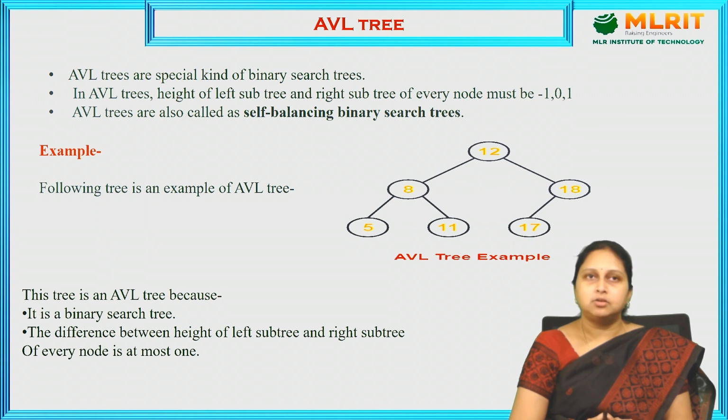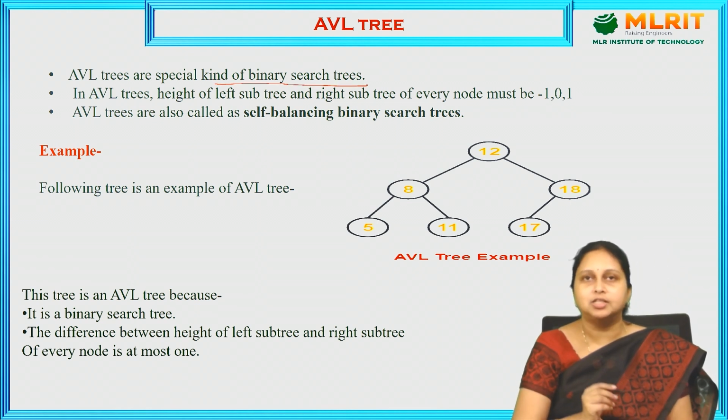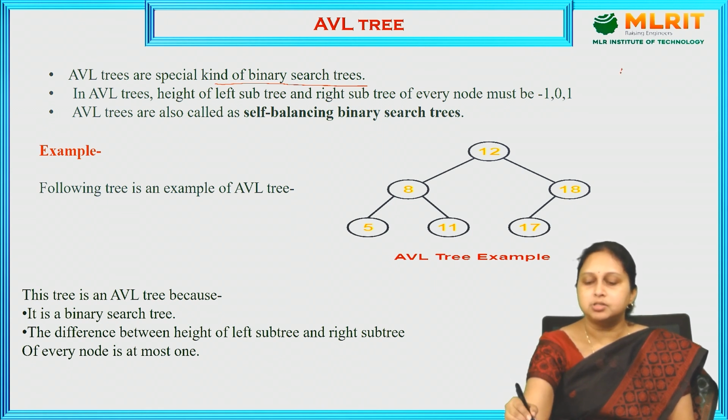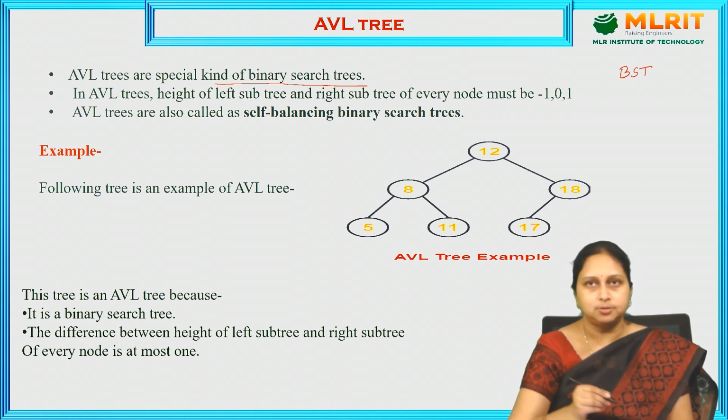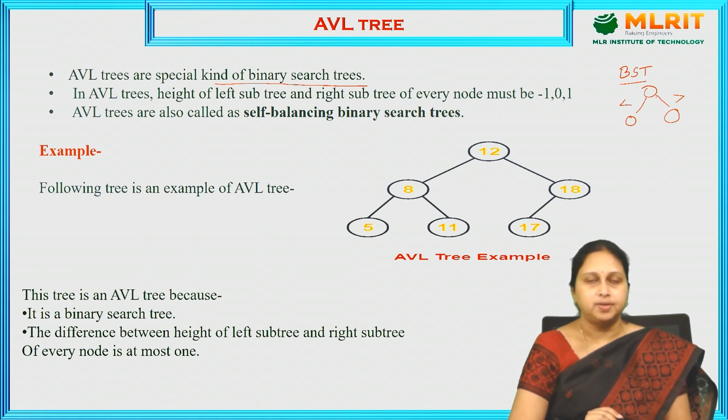First of all, we will look into what an AVL tree is. AVL trees are nothing but a special kind of binary search tree. As we have discussed in the previous session, what is a binary search tree? A binary search tree is nothing but a BST. A BST should follow some conditions. That is, if you have a root node, on the left of the root node, all the node values should be lesser than the root node. On the right-hand side, all the node values should be greater than the root node.